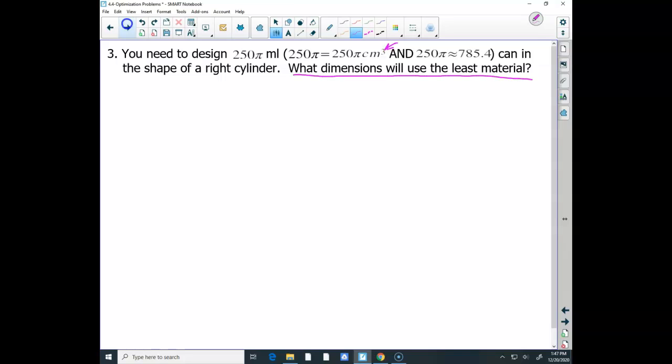What am I actually optimizing? Am I optimizing volume? No, I'm actually minimizing surface area. And if I think of a right cylinder, it's kind of like a can of soup.